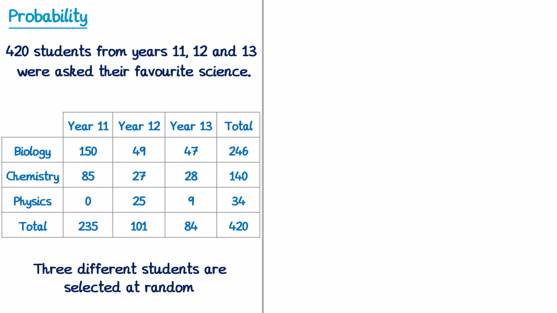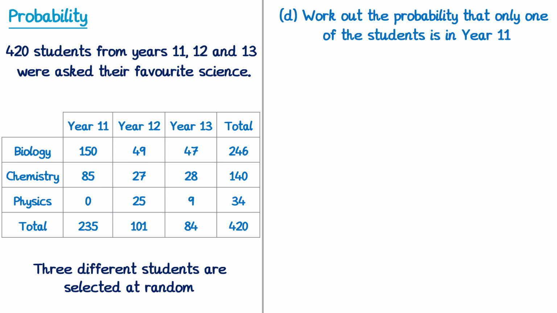In the next part of the question, we're going to work out the probability that only one of the students selected is in year 11. So we could say that's the probability of yes, no, no, where yes means the student was in year 11 and no means they were not.